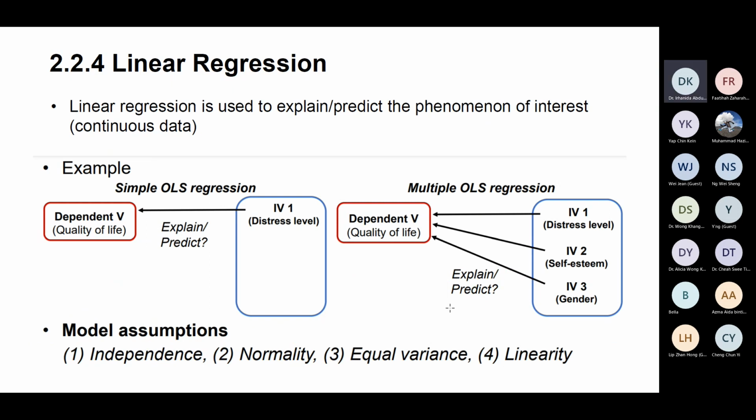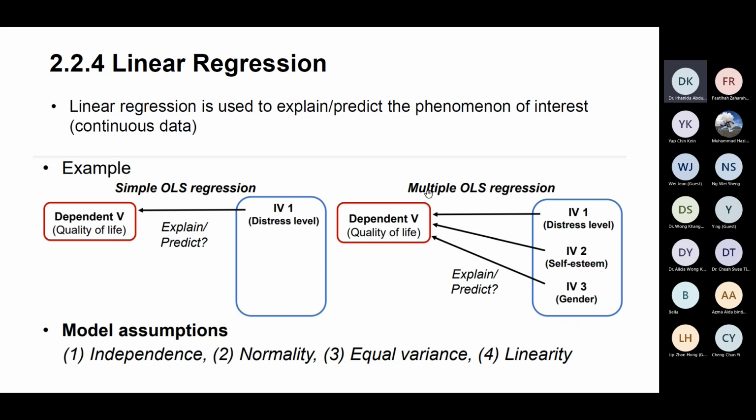Okay, now we move on to the last analysis, which is linear regression. So we have single regression and multiple regression based on how many factors we want to regress. Linear regression is used to explain or predict the phenomenon of interest, which is continuous data. For example, here we have quality of life and then distress level. So we want to see whether or not distress level influences quality of life. Okay, this is simple regression or single regression.